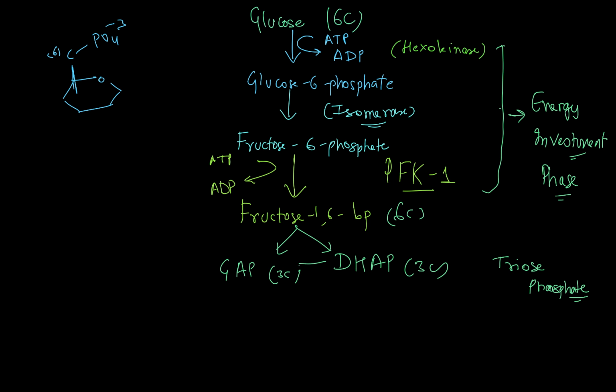So DAP gets converted into GAP through isomerization because they are essentially isomers of each other. So DAP, that is dihydroxyacetone phosphate, gets converted into GAP, that is glyceraldehyde 3-phosphate. And that's counted as one of the reactions of glycolysis, right? So till now, how many reactions have we completed? That's 1, 2, 3, 4, 5 reactions. So we have 5 more to go because there are 10 steps.